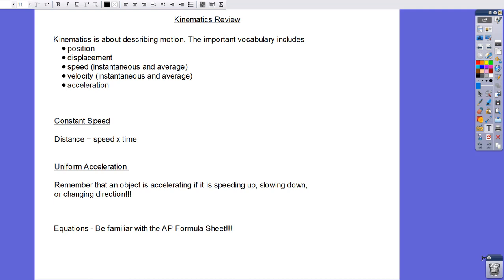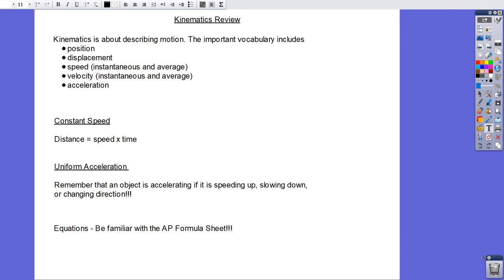Hi everyone. This is a review of kinematics and dynamics. So we've got 3 weeks before the AP exams, and so I just want to make probably a couple videos to go through some different things. So kinematics is motion and describing motion, its position, velocity, all that sort of stuff. If you don't know the definitions of these words here, make sure you do. They are commonly used terms, and so you need to know them.